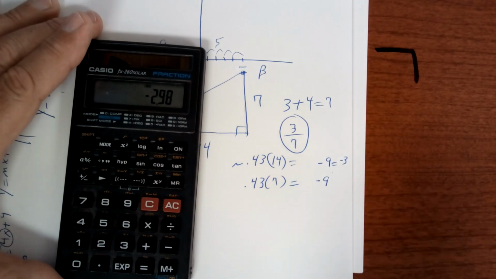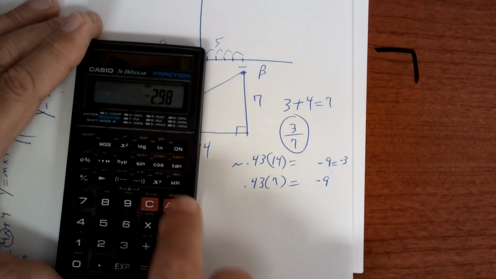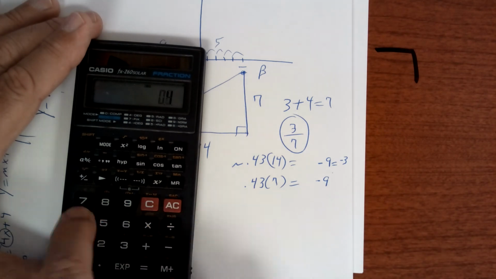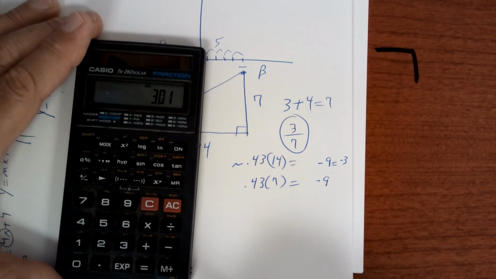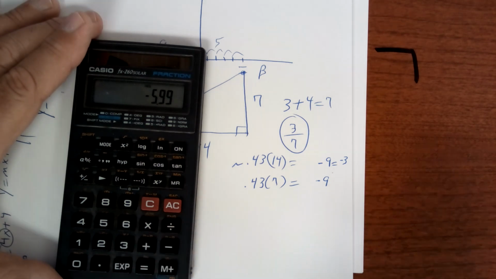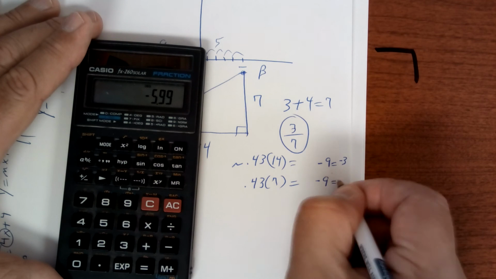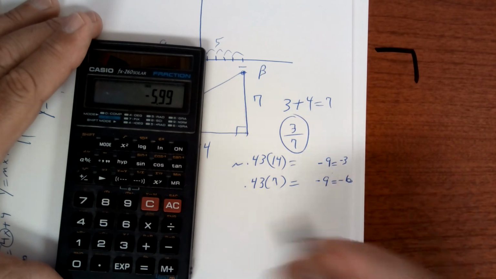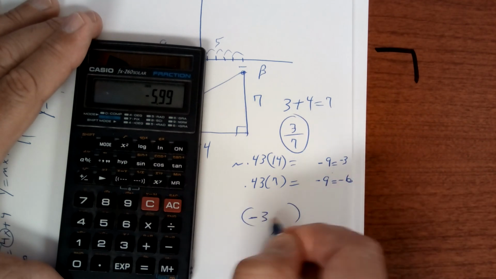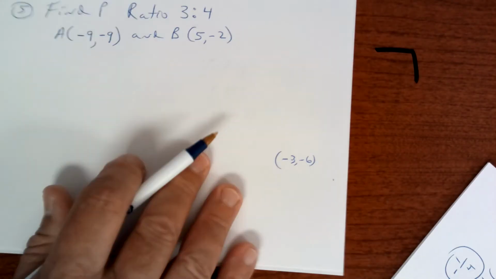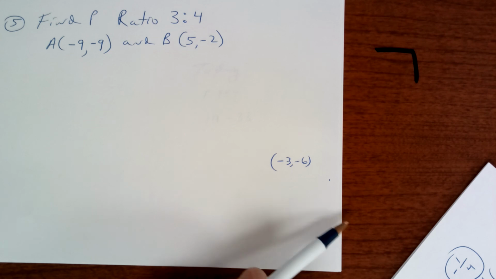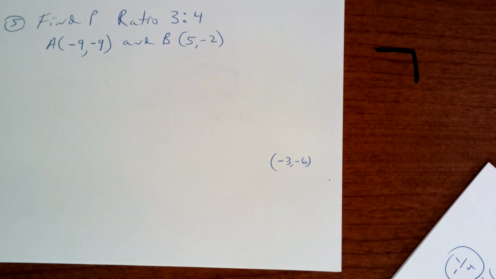Okay? And then watch this one. 0.43 times 7. Press equals. And then minus 9. And I'm going to get 6 on that. So the answer should be negative 3 and negative 6. And let's see if that's what they had. And there it is right there. Okay, that's pretty much it. I gave you the best review I possibly could, and I wish you the best on your exam.